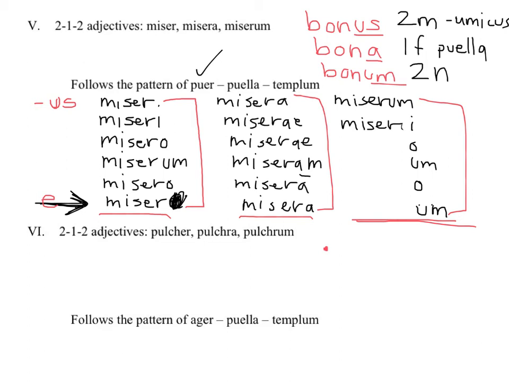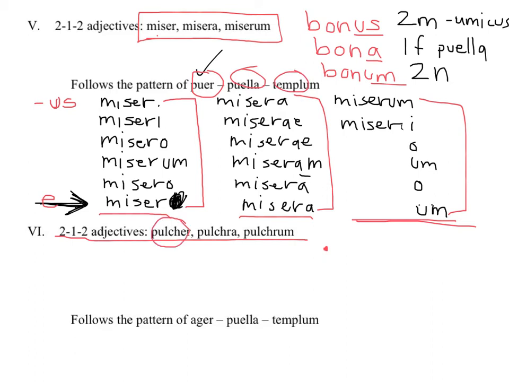Now again, if I were teaching the class in person, point number 6 would be one that I would ask you to figure out. If miser, misera, and miserum follow the pattern of puer, puella, and templum, then what pattern do you think that pulcher, pulchra, and pulchrum follow?